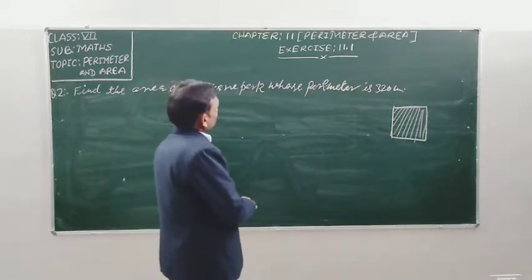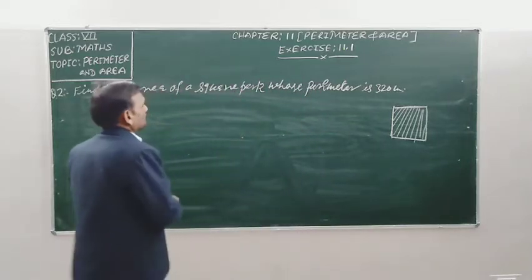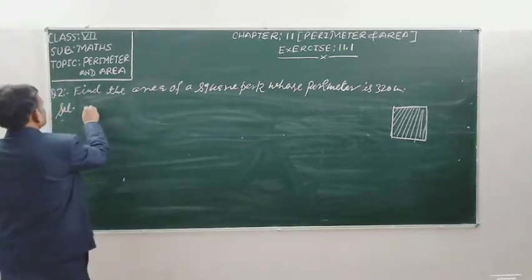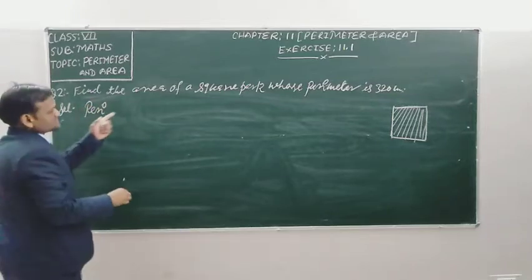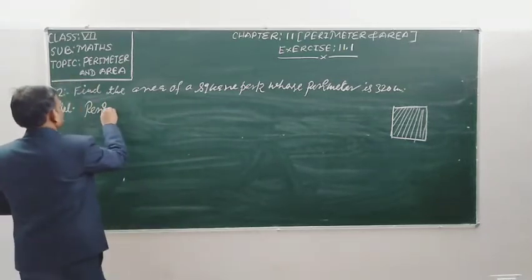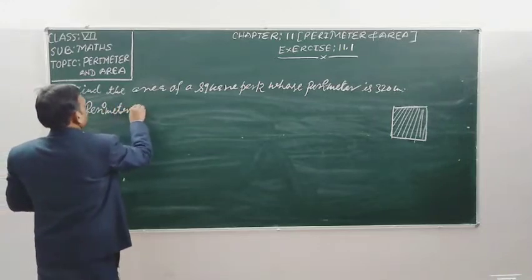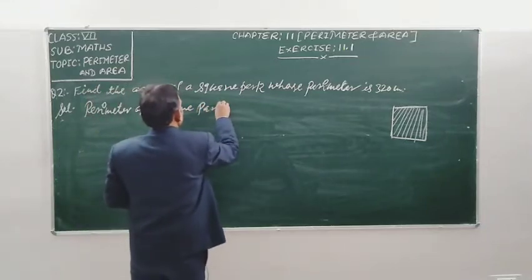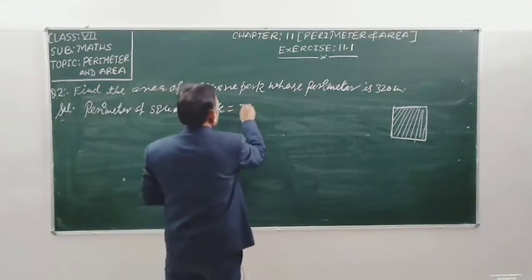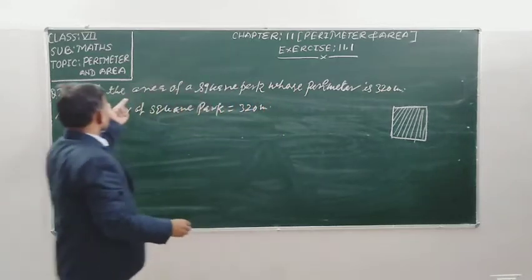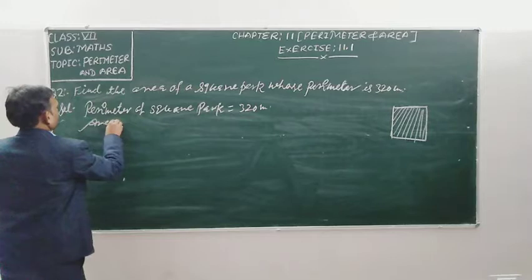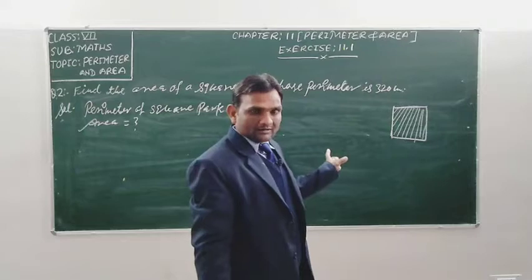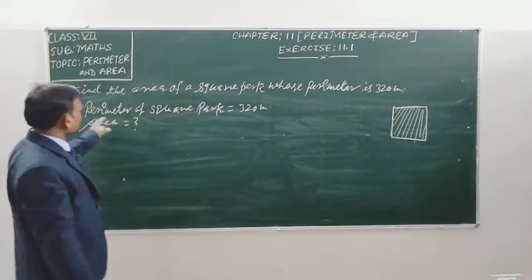So student, perimeter is given. I am going to solve this question. Firstly, which information is given in the question? Firstly note it down. Perimeter of square park is equal to 320 meter, and the question is asking me area. Area is equal to question mark. Perimeter is given in the question and area we need to find out.